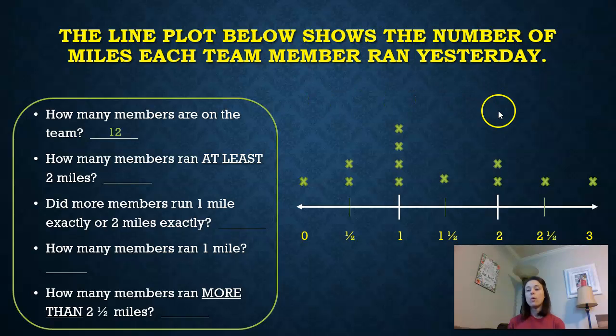Okay, so 4 team members ran at least 2 miles, or 2 miles or more. So we look at our 2, 2.5, and 3. So we look at 2 and everything to the right. So 4 is the answer.